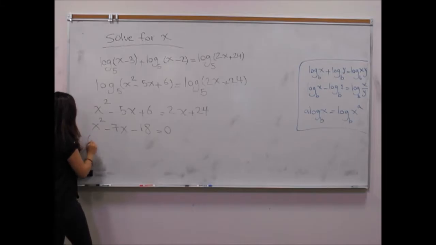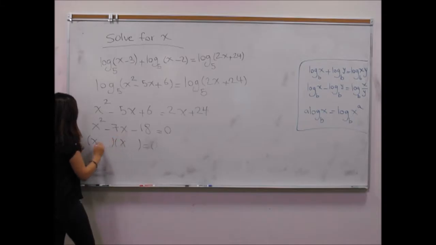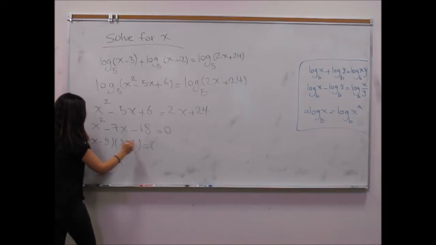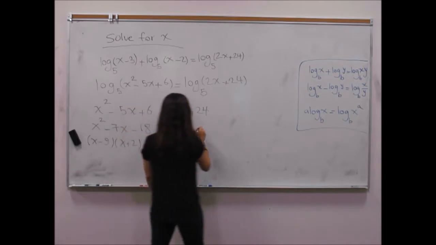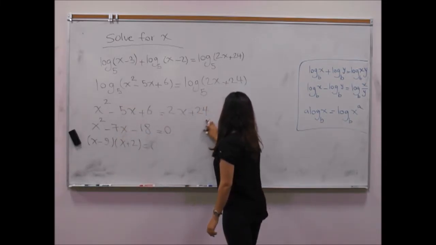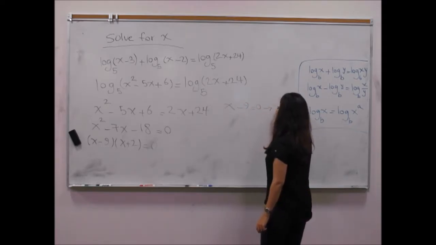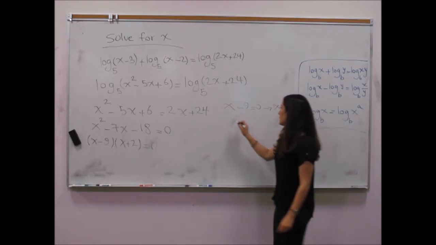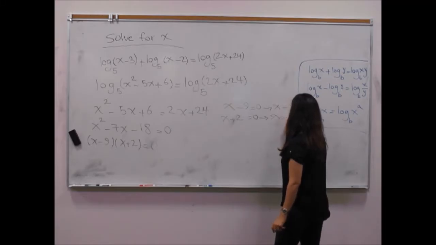I will get minus 9 and plus 2. And then if this one is equal to 0, I'm going to write it here. So if x minus 9 is equal to 0, my x is 9, and then if x plus 2 is equal to 0, my x is negative 2.